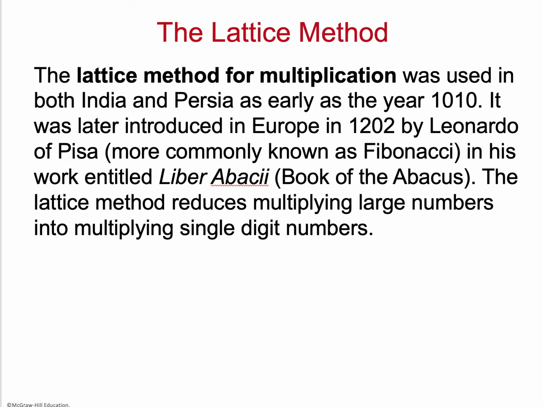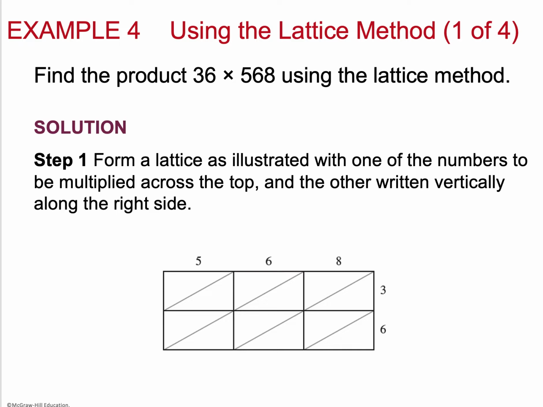It was introduced in Europe by Leonardo of Pisa, more commonly known as Fibonacci, so you know the Fibonacci sequence. The lattice method reduces multiplying large numbers into multiplying single-digit numbers. This is a Common Core method that we do see a lot. So if I want to find the product of 36 and 568, to do the lattice method, you're going to draw a rectangle, and you're going to draw sub-rectangles for the place values.